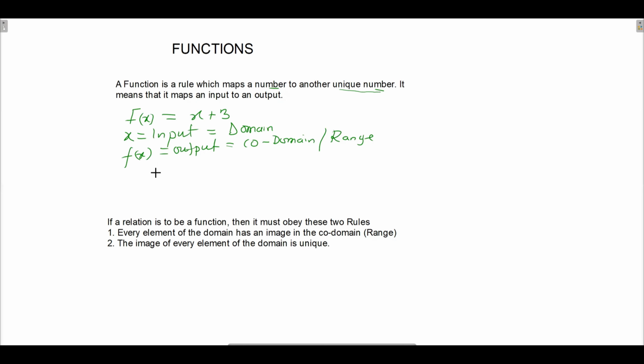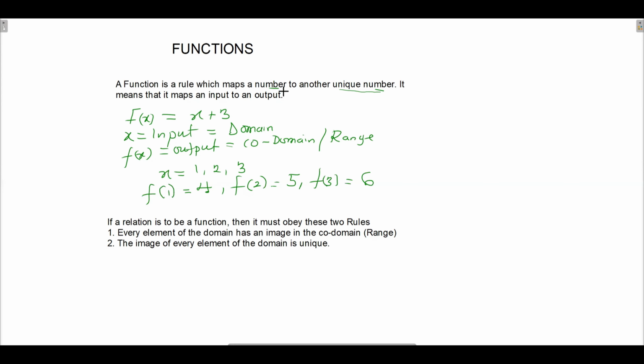Now, let's say, for example, the value of our x, which is the input, is 1, 2, 3. What will be f of 1 here? When we put 1 there, we have 4. f of 2, that means we have 5. f of 3, that means we have 6. Do you see that for every input, we have a unique output? It is not that when I put x equals 1, I get 4, and also put x equals 2, I get 4. No. For every input here, there is a unique output. That's what it's saying here.